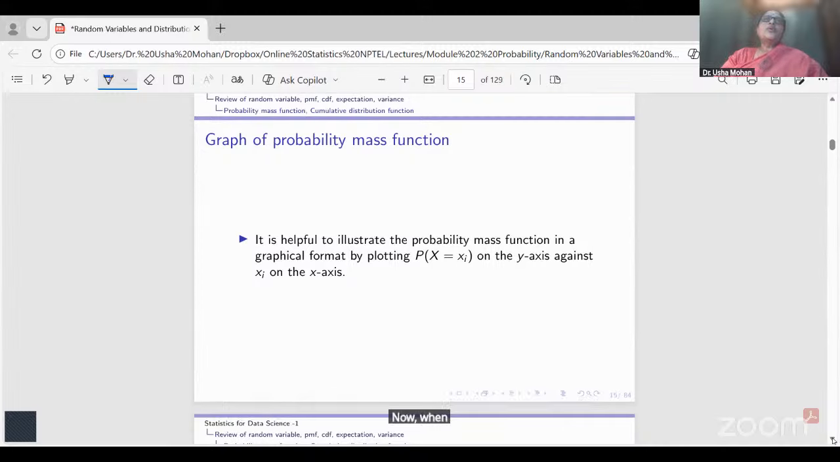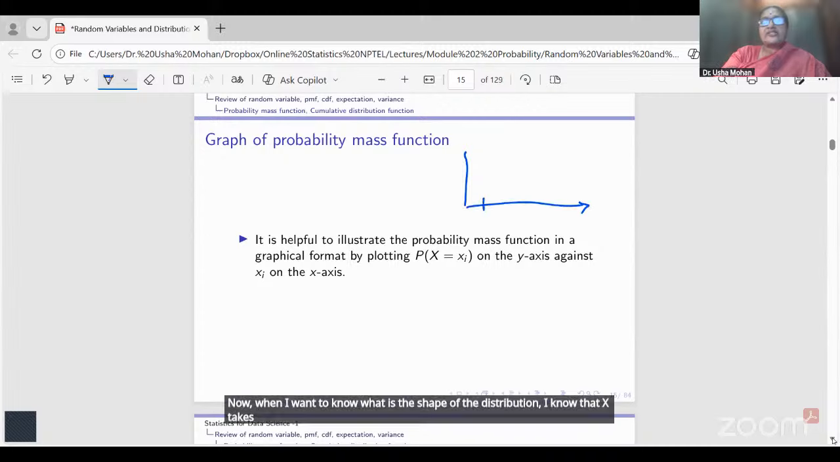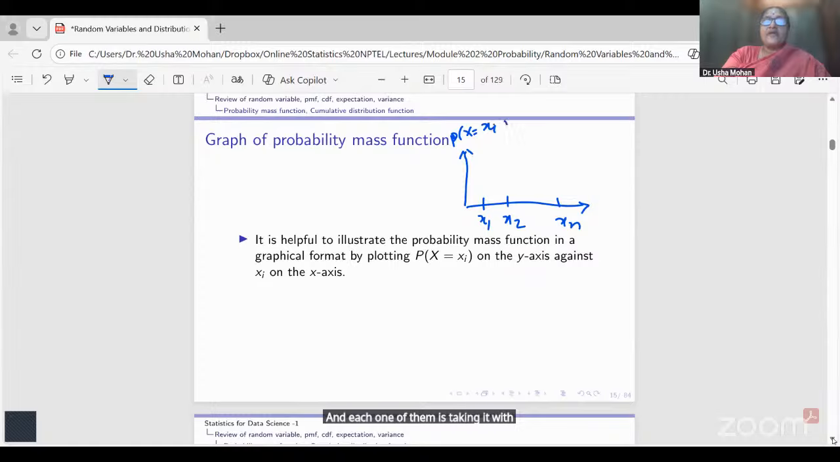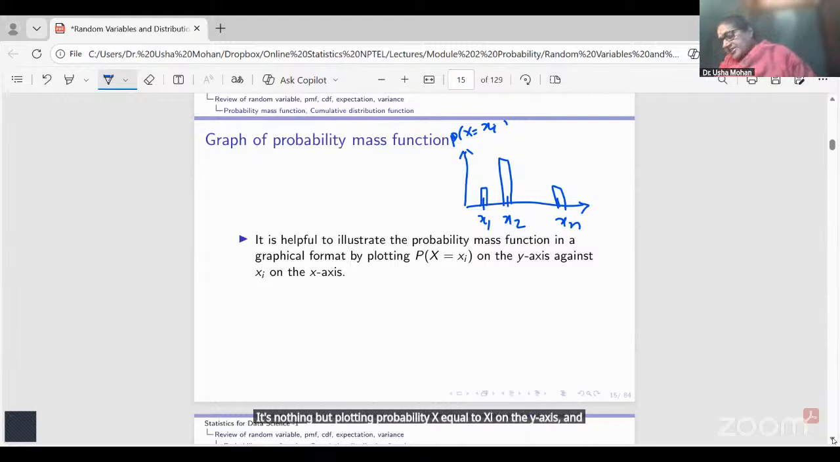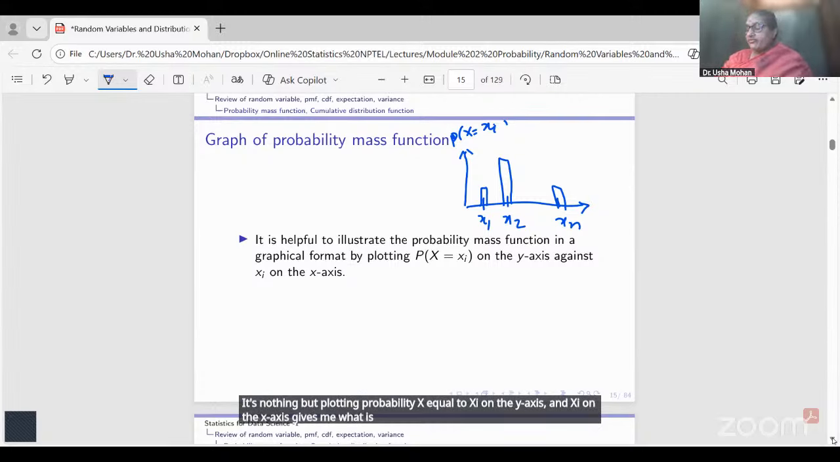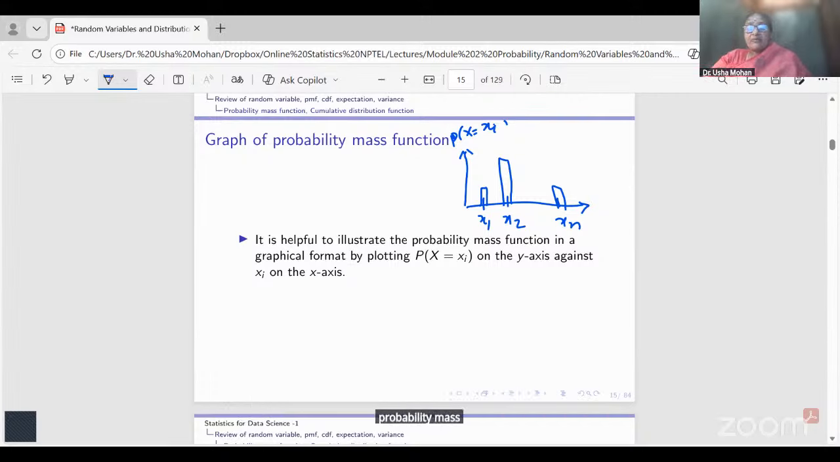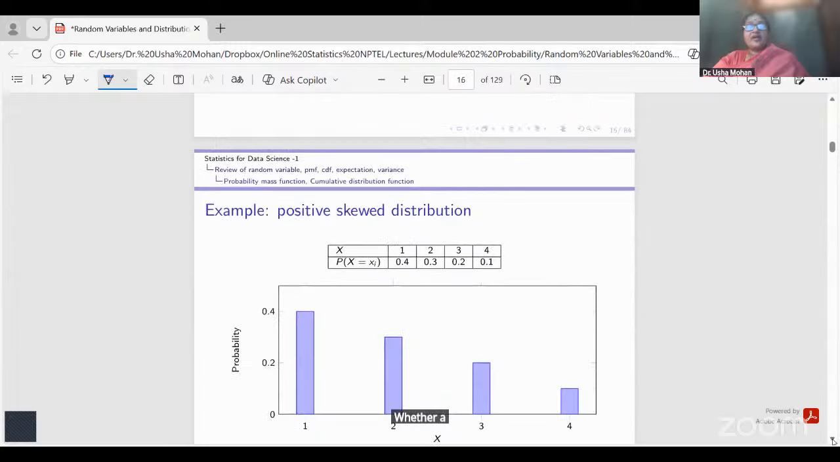Now, when I want to know the shape of the distribution, I know that x takes values x1, x2, say xn, and each one of them is taken with a particular probability. So I put those probabilities as bars. Plotting probability x equal to xi on the y-axis and xi on the x-axis gives me the graph of the probability mass function. And from this graph, I can identify whether a distribution is symmetric or skewed.